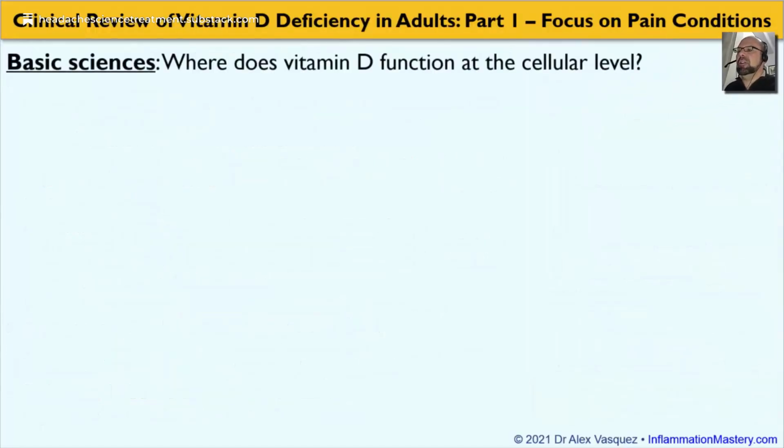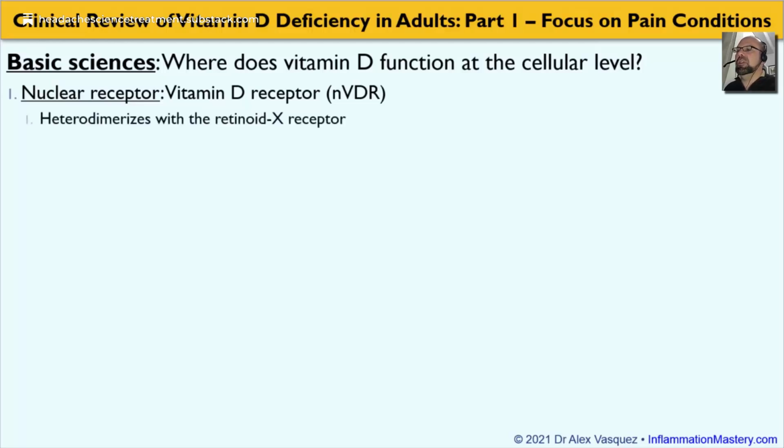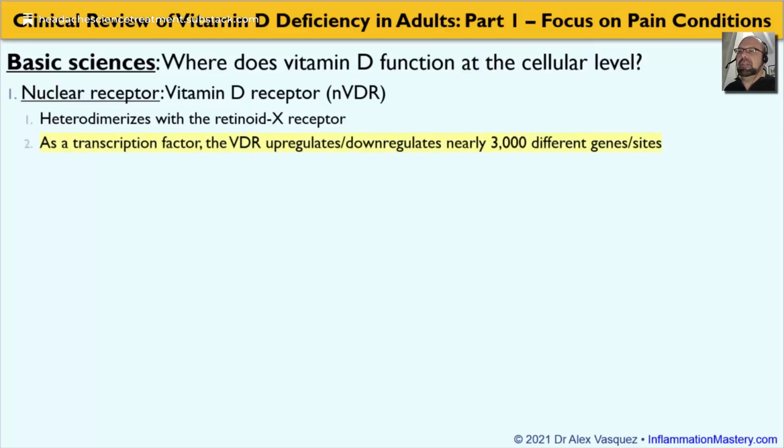So my basic science question is, where does vitamin D function at the cellular level? The answer to that question is at the nuclear receptor. So vitamin D actually docks onto a vitamin D receptor, a nuclear vitamin D receptor, which heterodimerizes with the retinoid X receptor. As a transcription factor, the vitamin D receptor upregulates or downregulates nearly 3,000 different genes or DNA docking sites.